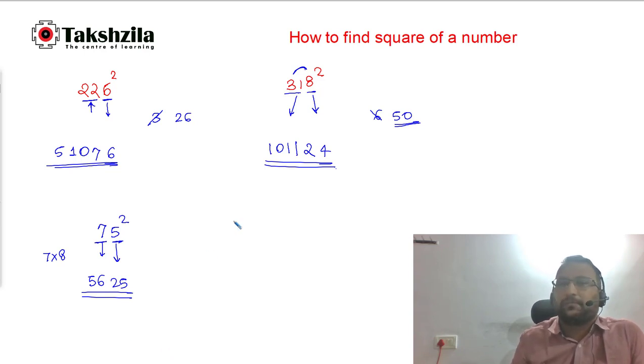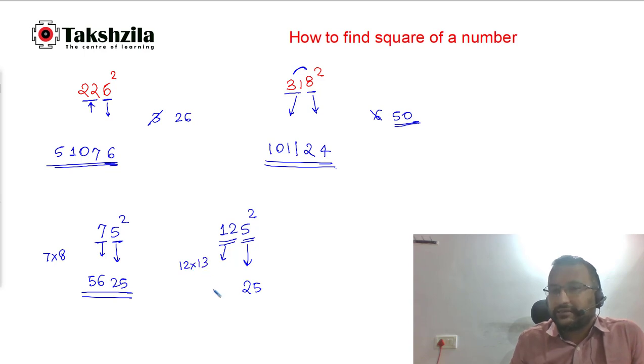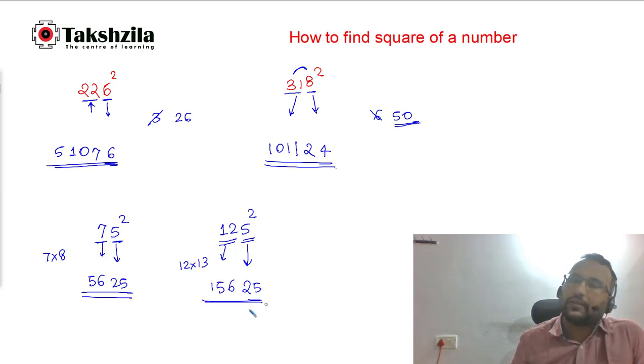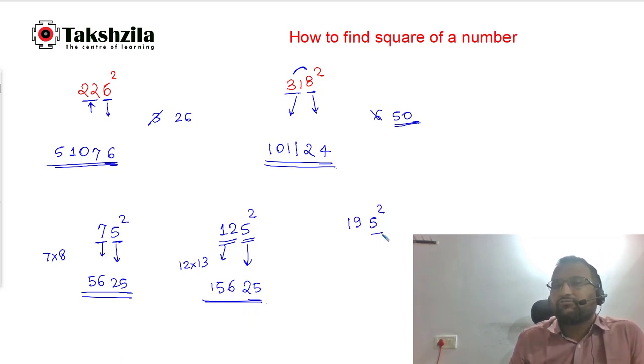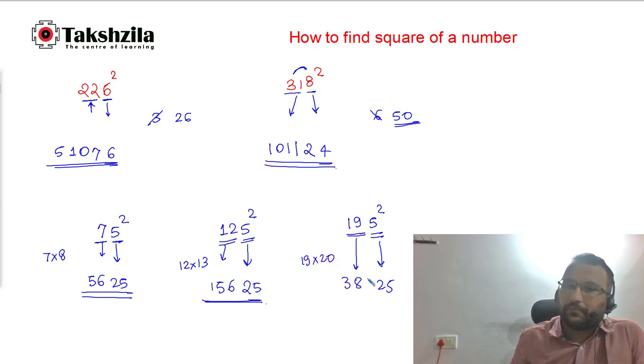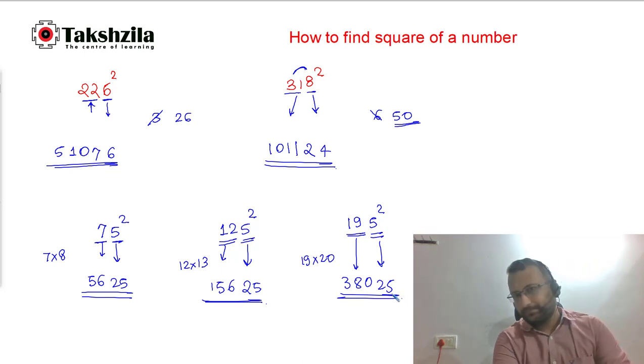Let's take one more example. 125 square. Separate the unit digit from the given number. If a number ends with 5, the last two digits are supposed to be 25. How to find the digits before 25? 12 into the next number 13 is equal to 156. Then let's take one more example, 195 square. If a number ends with 5, the last two digits are 25. The remaining number is 19. 19 into the next number 20 is equal to 380. This is the square of 195.